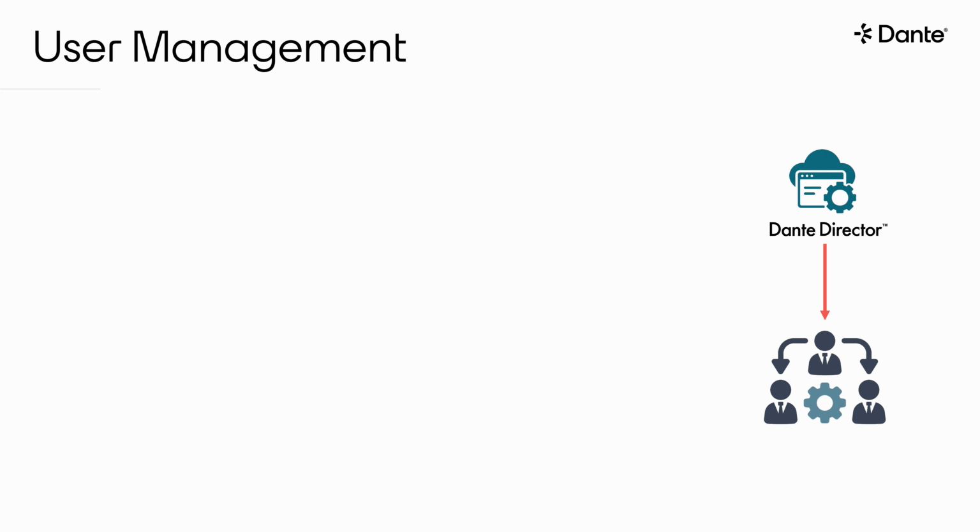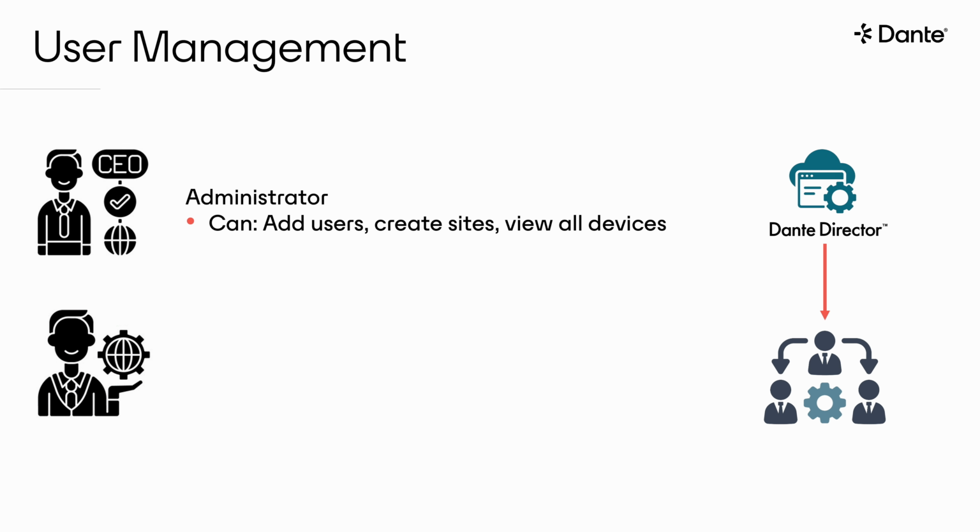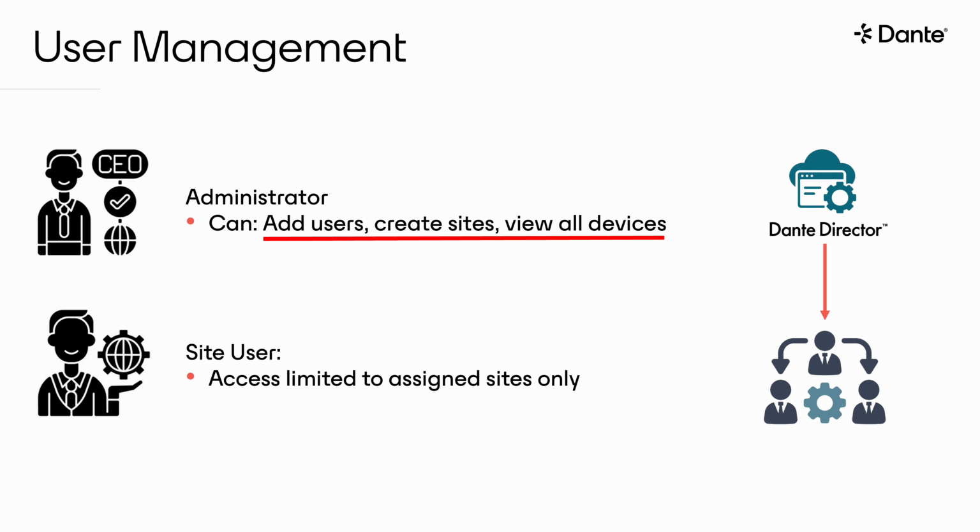Dante Director includes a flexible system for controlling who has access, what actions they can take, and where they can operate within your environment. You can invite additional users to your account and assign them different levels of access. Some might need full administrator rights, while others can be restricted to specific sites. Just keep in mind that only administrator-level users have the ability to create new sites, add other users, or view unassigned devices. Let me show you.